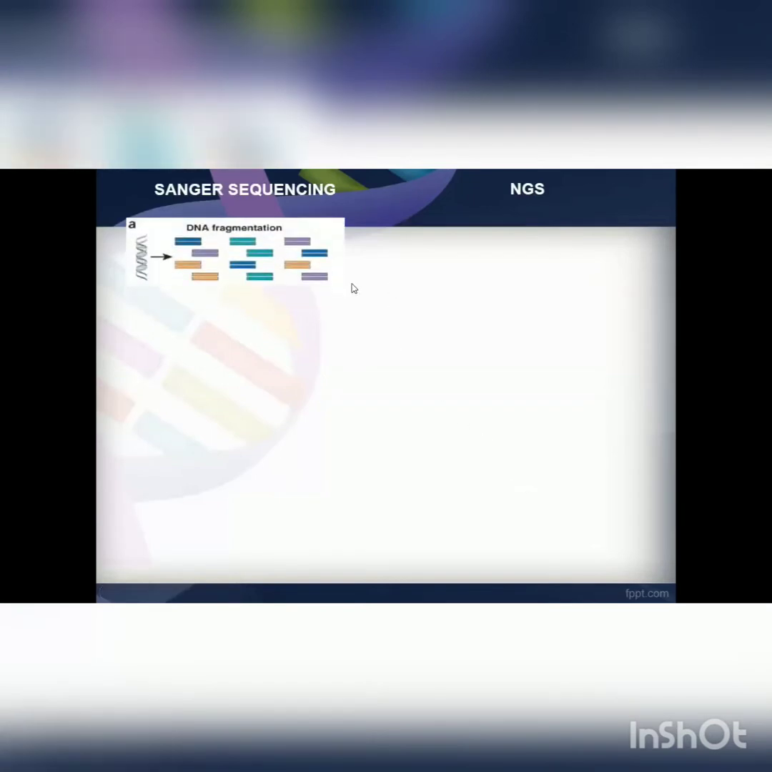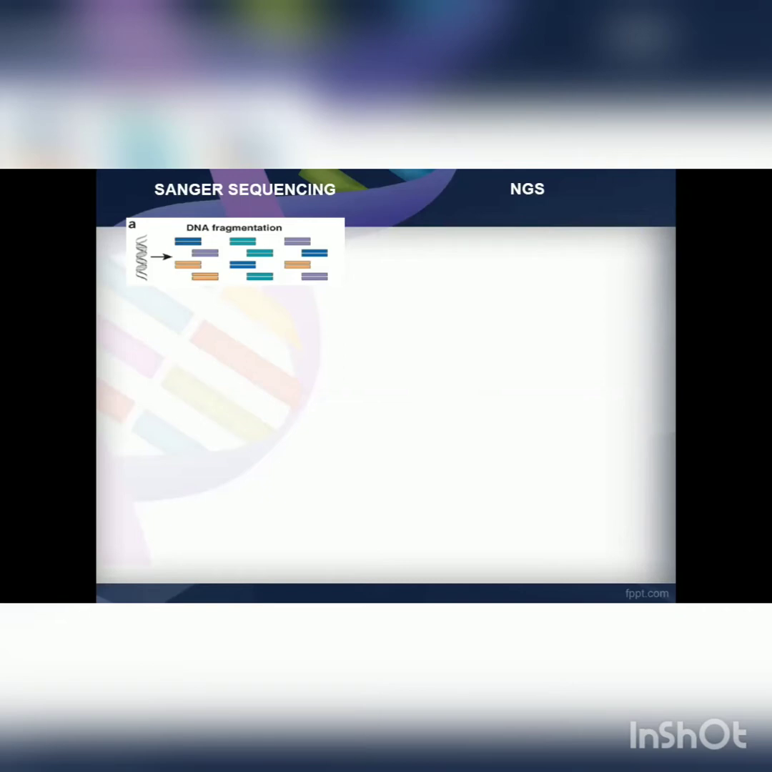So coming to the differences between Sanger and NGS. In principle, the concepts between Sanger and NGS technologies are similar, but the critical difference between the two is the sequencing volume. The Sanger sequencing method only sequences a single DNA fragment at a time, whereas NGS is massively parallel and it sequences millions of fragments simultaneously per run.